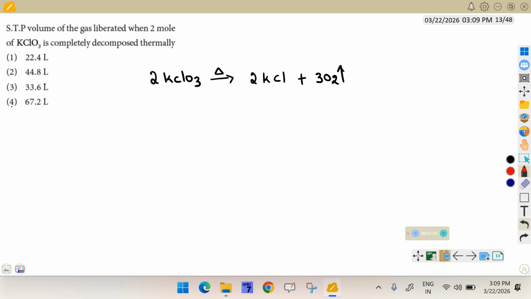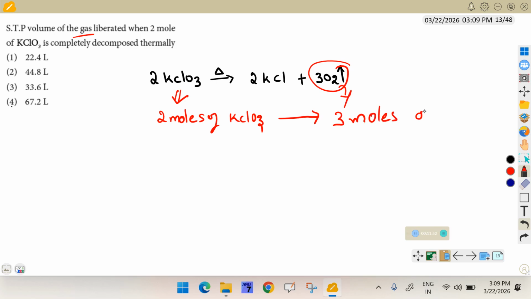At STP, what is the volume of the gas liberated when 2 moles of KClO3 is completely decomposed thermally? According to this equation, the number of moles of KClO3 is 2 moles. 2 moles of KClO3 thermally decompose to give a gas, that is oxygen. How many moles of gas? 3 moles of O2.